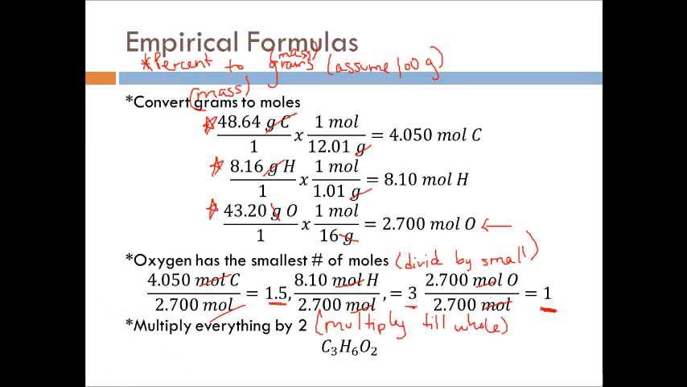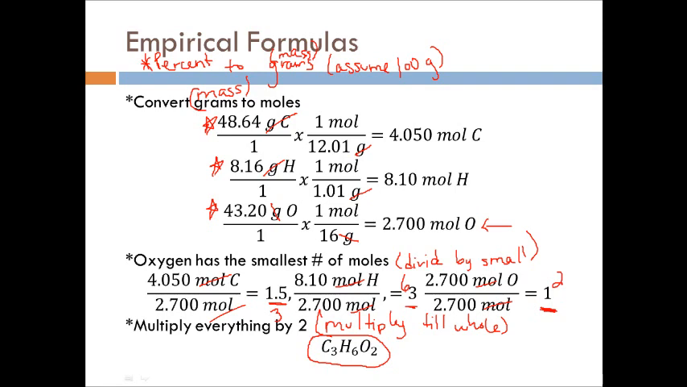And if you have a half, the easiest thing to do is multiply by 2. So this will become 3, this will become 6, and this will become 2. So then our final formula here, and this is why it's important for you to keep track of which elements go with which numbers, is going to be C3H6O2.